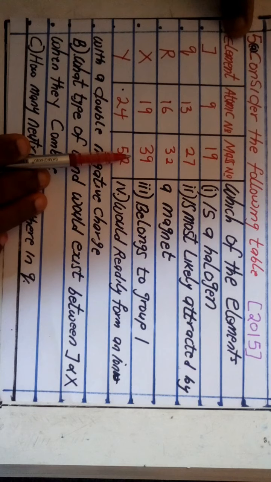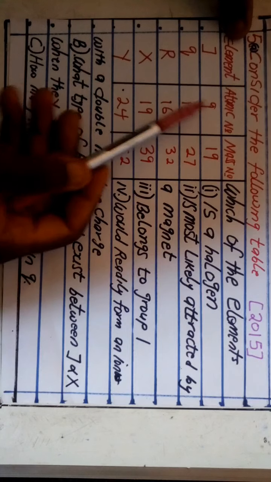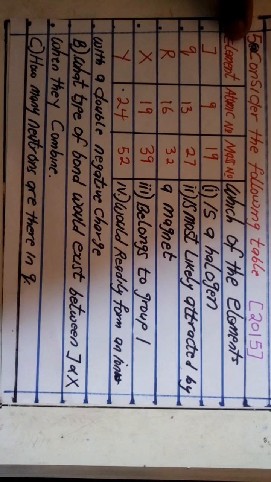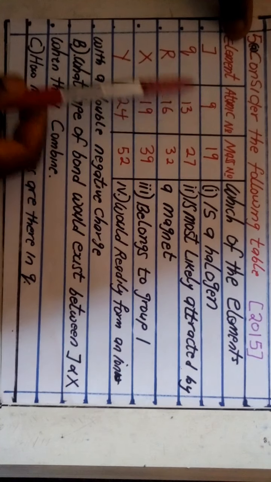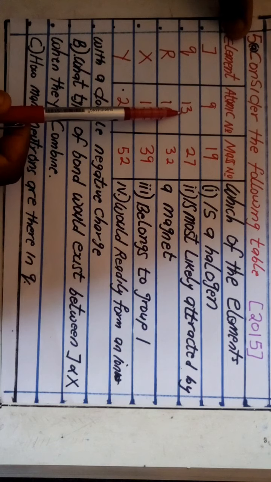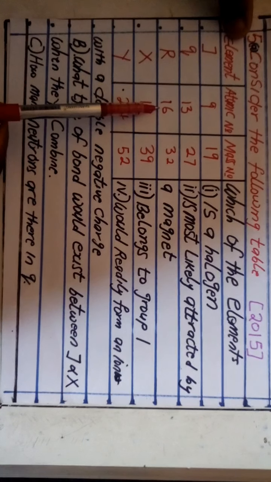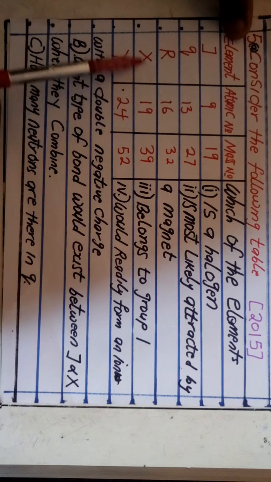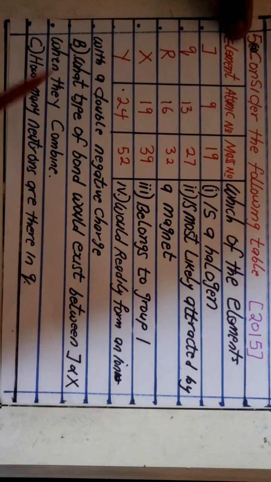First of all, you have to know each of the elements to make it easier, right? So we know that J, atomic number of 9, that is fluorine. Q, atomic number 13, 13 is aluminium. R, atomic number of 16, 16 would be sulfur. X, atomic number of 19, 19 would be potassium. Then Y, 24, Y should be chromium. So having this in mind, let's answer the questions.